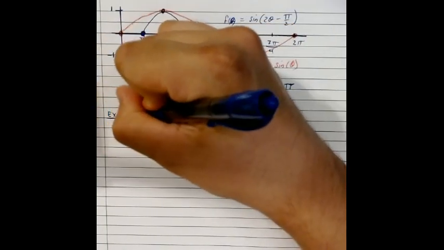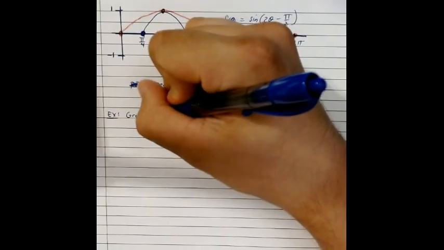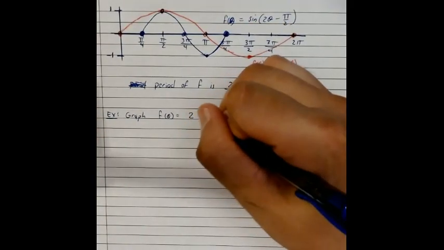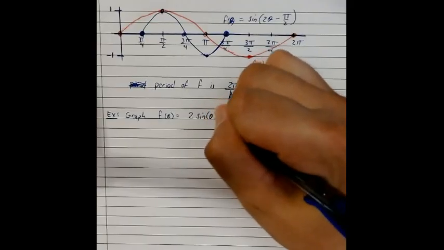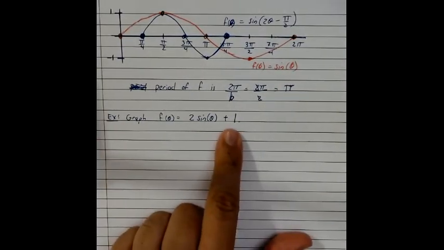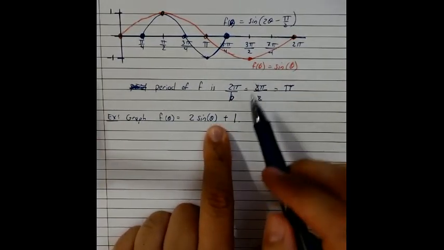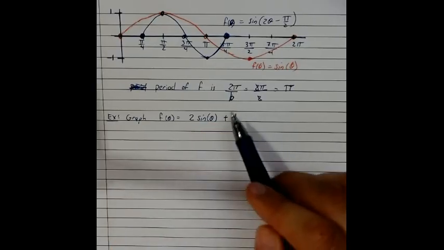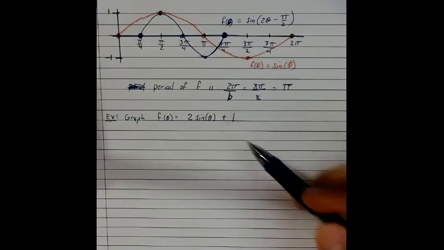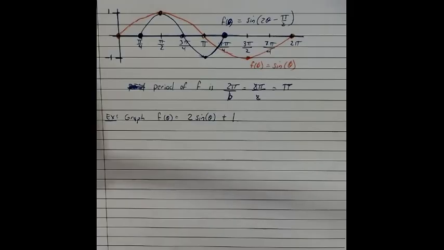Let's say we're going to graph f of theta is equal to 2 times the sine of theta plus 1. Notice this plus is on the outside of my function, not in the argument. So this is going to cause a vertical shift. It's going to move things either up or down, positive being up and negative being down. Okay. So let's go ahead and graph this.